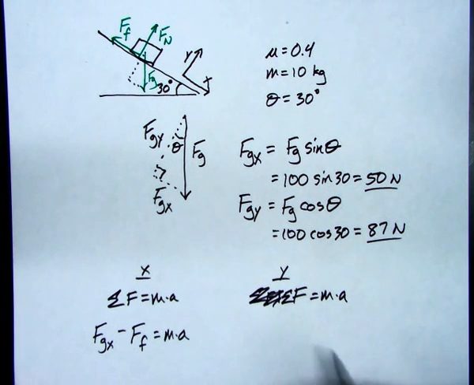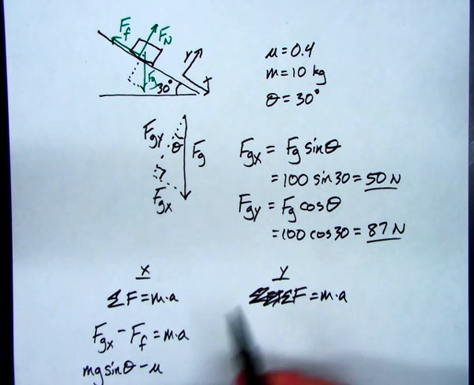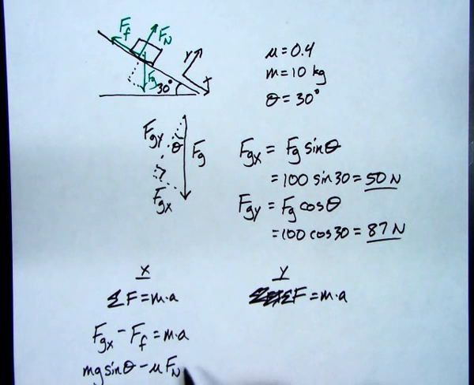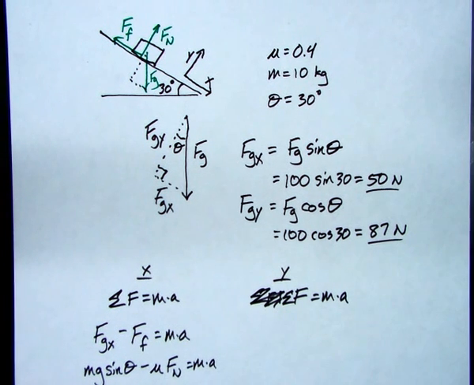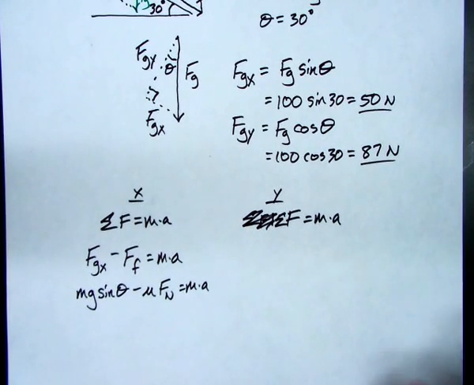Now I'll pause and make a comment here. There are times when we don't know the mass, or we don't know an angle, or we don't know some other variables, and it would be a good idea to leave some of these things as variables. For instance, Fgx, I might choose to write mg sine theta. And force of friction, I might choose to write mu times the normal force, and so on, and leave these things as variables, because sometimes variables will cancel out, and that might actually save some work for you in the end.